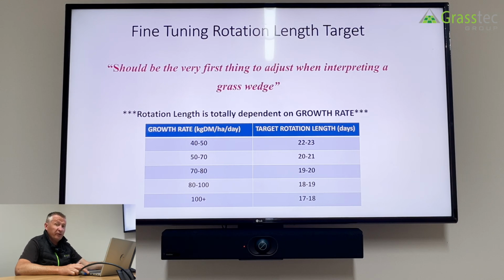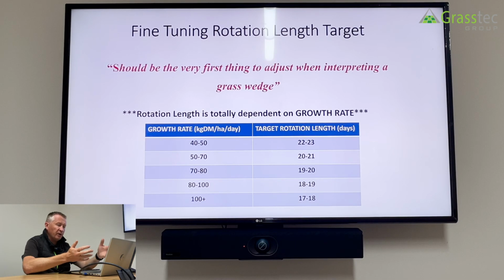When the program creates a grass wedge, it'll pop up in front of you. The first thing you need to look at, whether it needs to be adjusted or not, is the rotation length. The rotation length that you enter into the program is the rotation length that you want for the next 1, 2, 3 weeks ahead. You're trying to plan for the week ahead.